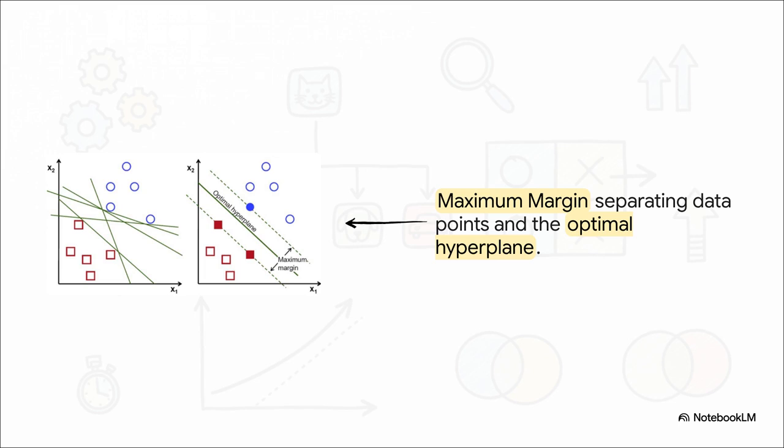We call those nearest points or support vectors. Imagine you're building a road between 2 different neighborhoods. You want that road to be as wide as possible without plowing into any houses on either side, right? That wide road is your maximum margin.